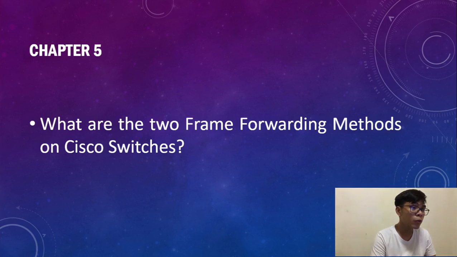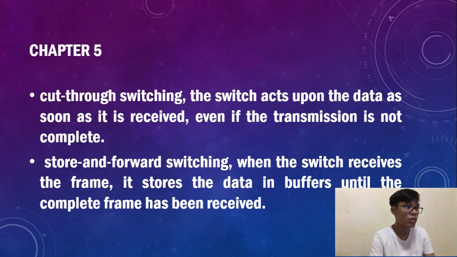What are the two frame forwarding methods in Cisco switches? So the two forwarding methods are cut-through switching and store-and-forward switching. So cut-through switching is when the switch acts upon the data as soon as it is received, even if the transmission is not complete. And with store-and-forward switching, when the switch receives the frame, it stores the data in buffers until the complete frame has been received.